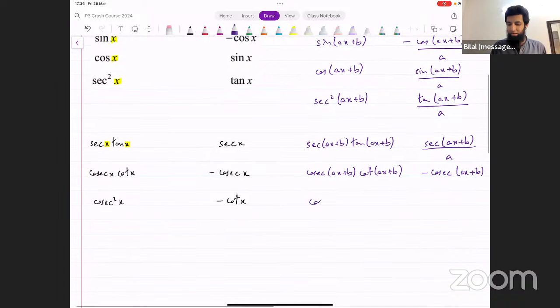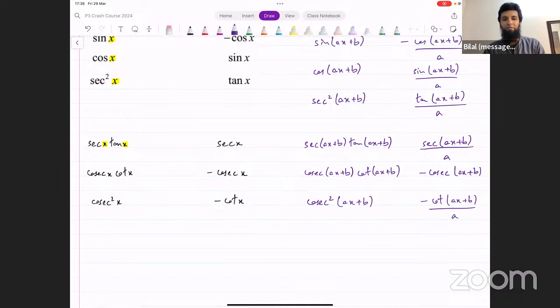And then finally, if you have cosecant square of ax plus b, integral of that is minus cot of ax plus b divided by a. These are three new rules that you have that you also need to be able to use. Does this make sense to everyone?